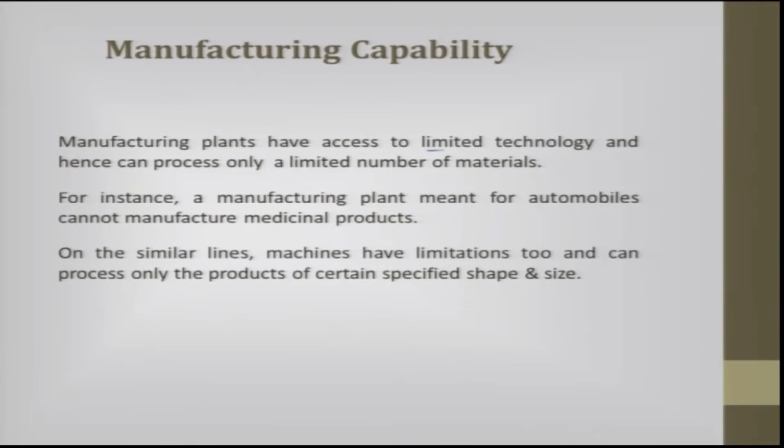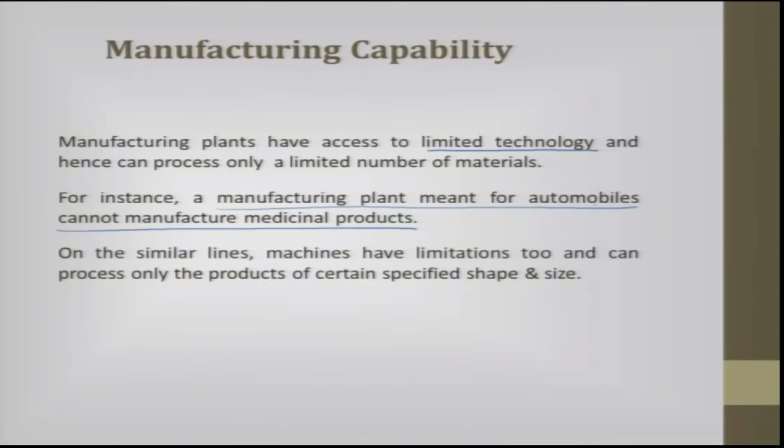So, it is assessed by the technology available. For example, if somebody has a factory which works completely on metals, then plastic cannot be worked there. So, there is a technological limitation. For instance, a manufacturing plant meant for automobiles cannot produce medicine. Medicinal products need a lot of clean air, which has to be maintained, and they are more powder based. Automobiles are metal or plastic components. So, it is completely different technology.